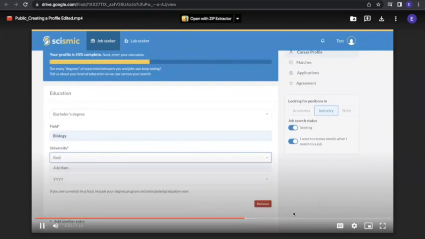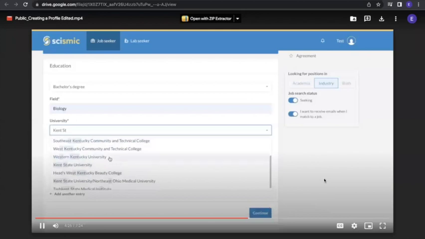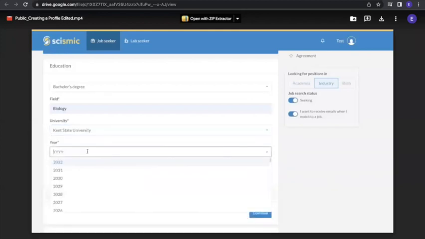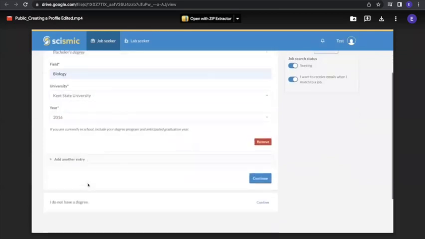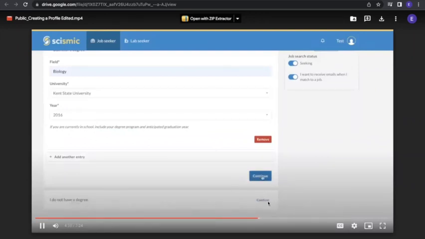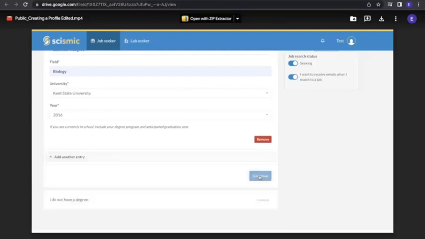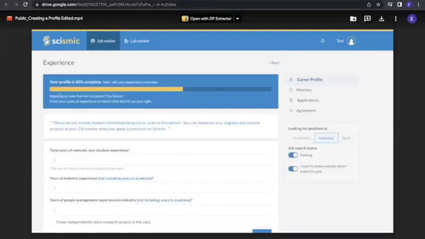You do want to enter, as I mentioned, all of the degree fields. We also have roles, occasionally technician roles or manufacturing roles, that don't require a degree. And so even if you don't have a degree, you can skip this part, but you do want to include all the ones that you have.